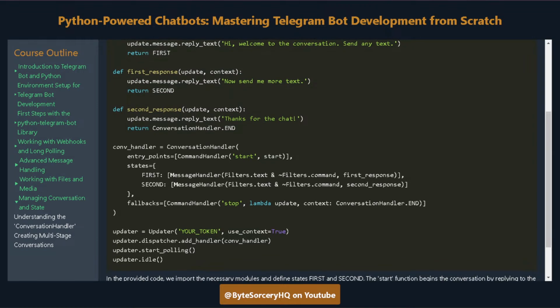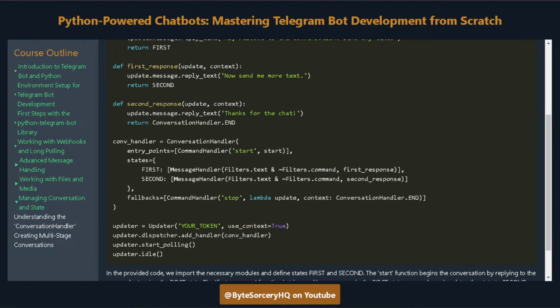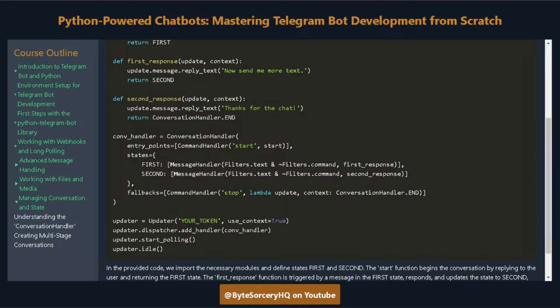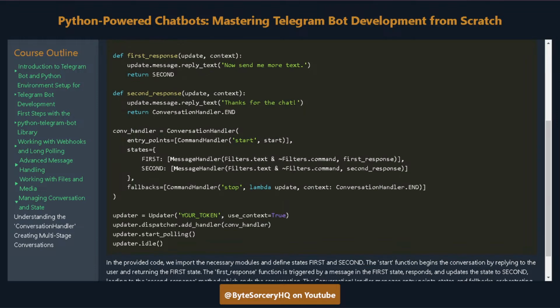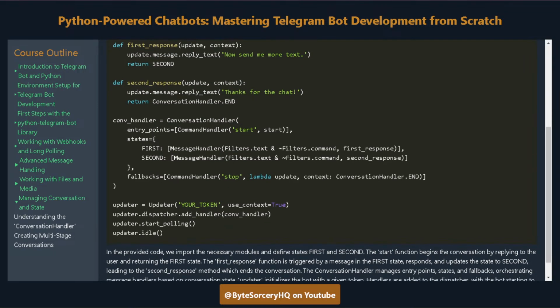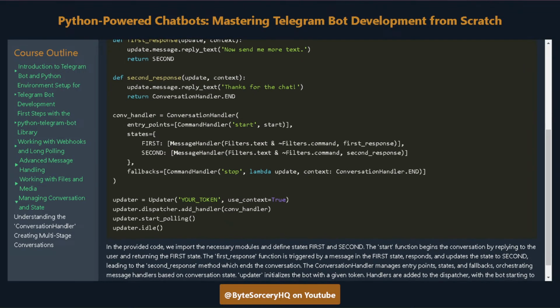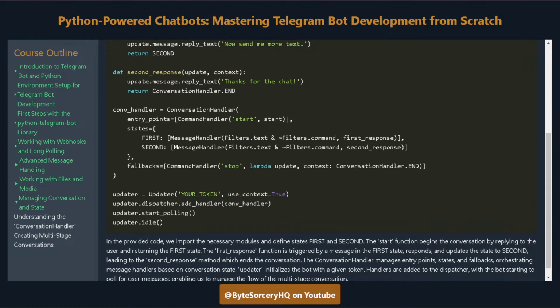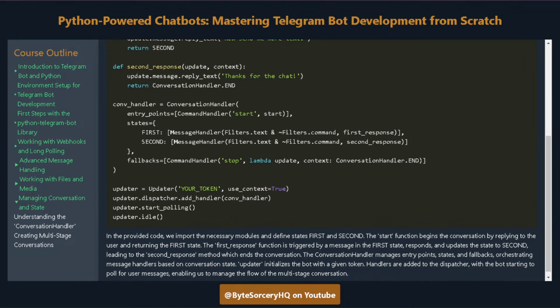The conversation handler manages entry points, states, and fallbacks, orchestrating message handlers based on conversation state. Updater initializes the bot with a given token. Handlers are added to the dispatcher, with the bot starting to poll for user messages, enabling us to manage the flow of the multi-stage conversation.